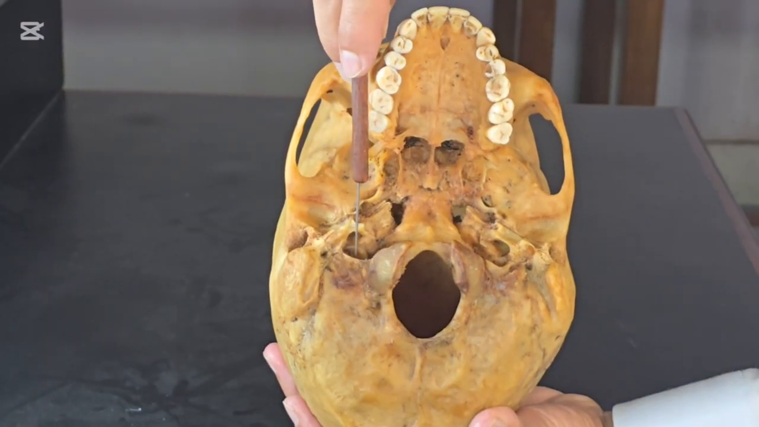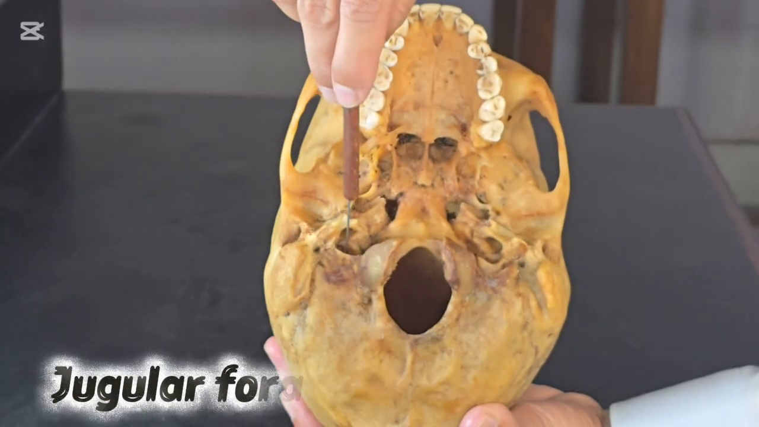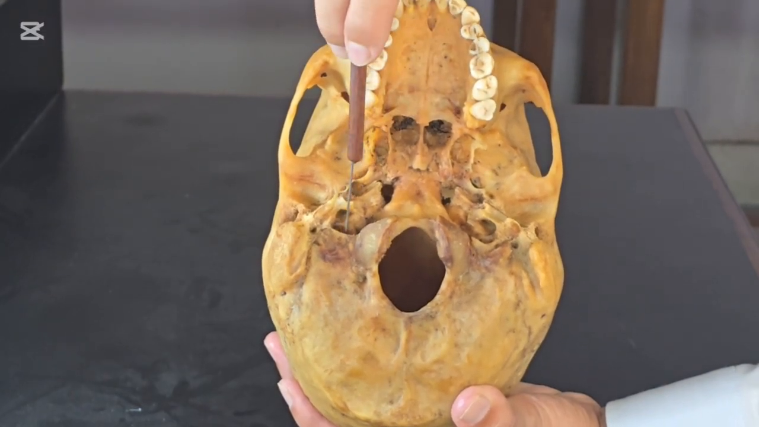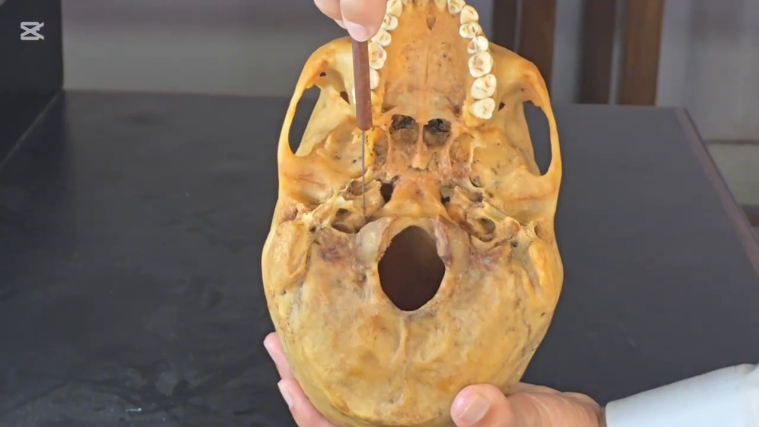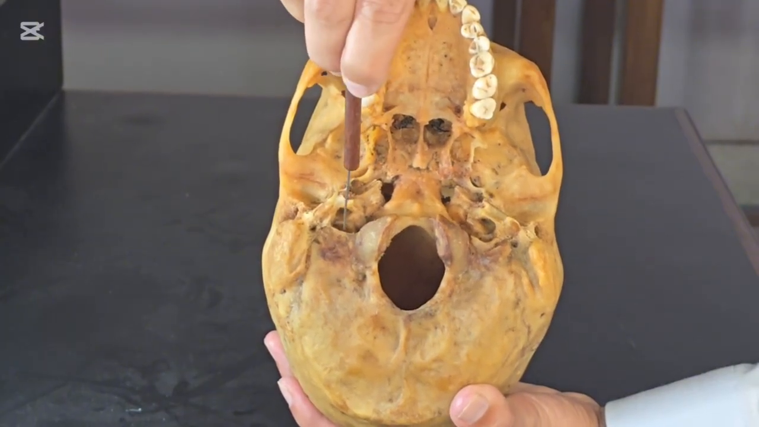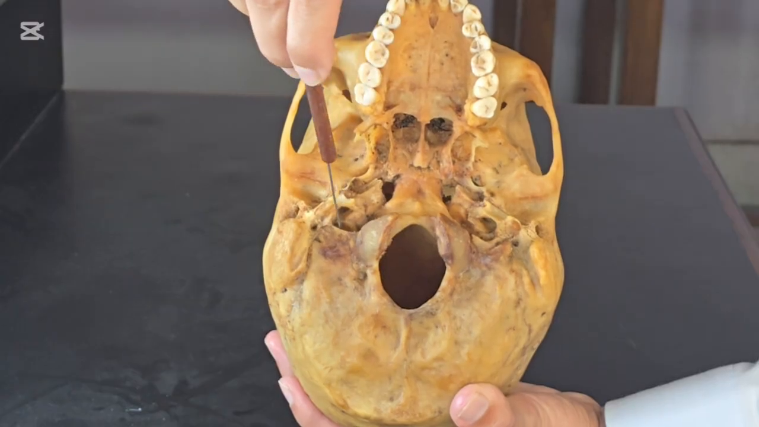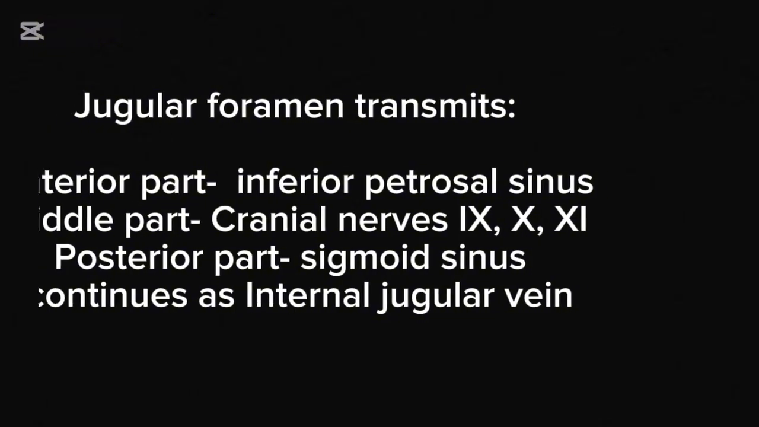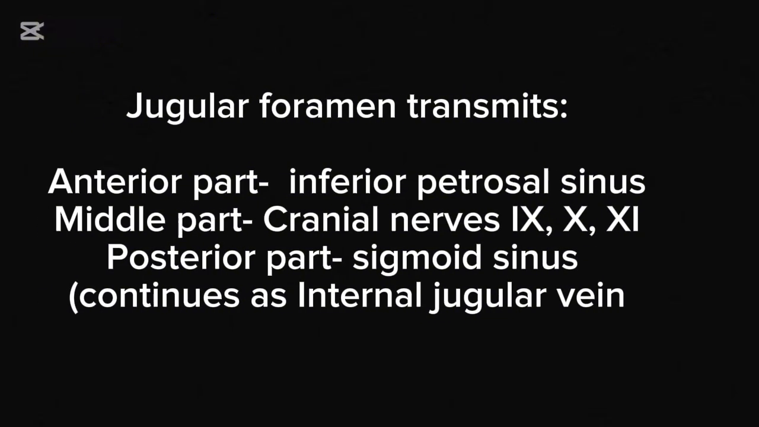We can find an important opening known as the jugular foramen situated behind the carotid canal. The jugular foramen is bounded anteriorly by the petrous part of the temporal bone and posteriorly by the jugular process of the occipital bone. The anterior part of the foramen transmits the inferior petrosal sinus. The middle part transmits the three cranial nerves, that is 9, 10 and 11, and the posterior part of the foramen transmits the continuation of the sigmoid sinus, which is now called the internal jugular vein.